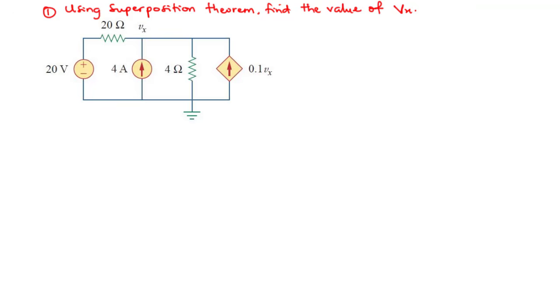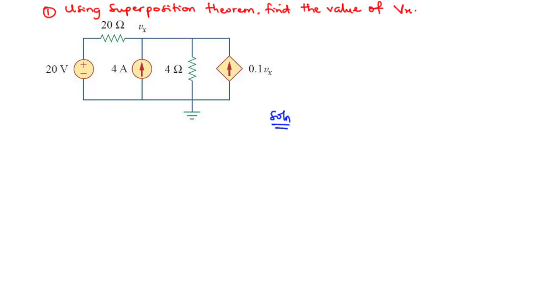So still under linear circuits involving dependent sources, we are going to use the superposition theorem to find the value of Vx in this question. Now this happens to be our first example. Let's try to solve this example together.